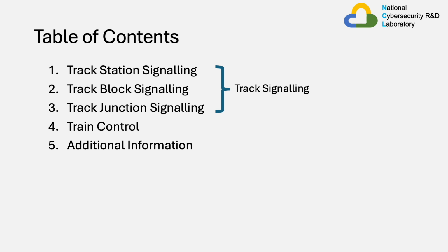So, let's start off with the three main parts of track signaling: track station, track block, and track junction signaling. This will help us to understand the role of PLCs in the track signaling logic and how the HMIs influence the signaling outputs. We'll then move on to how the train's information is sent to the RTU and HMI, and what aspects of theirs are being controlled by the PLCs. Lastly, we'll provide any additional information that may help you further understand the workings of the system.